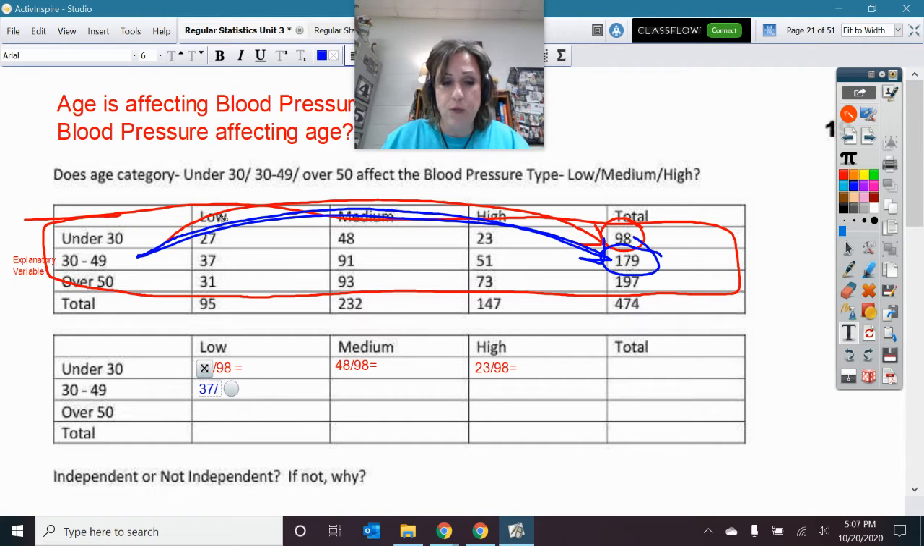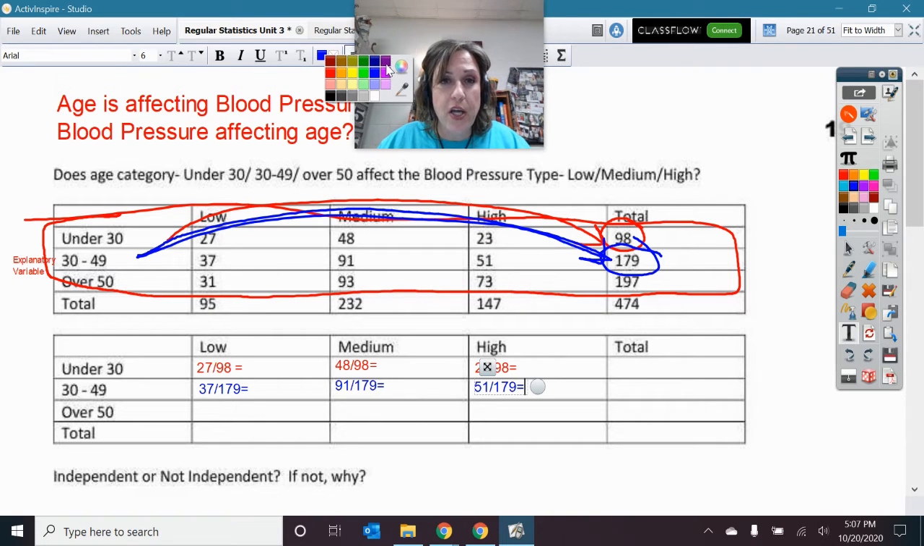37 divided by 179 is the percent that have low. Next, out of the 179, 91 out of the 179 have medium. Next, 51 out of the 179. Those are the ones that have the high, and so on. Do the last one real quick. I'm going to do it in a different color.